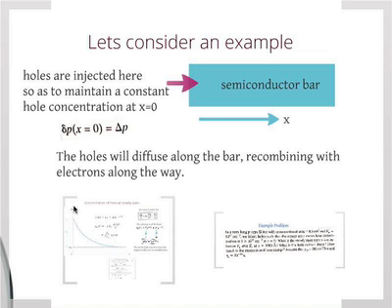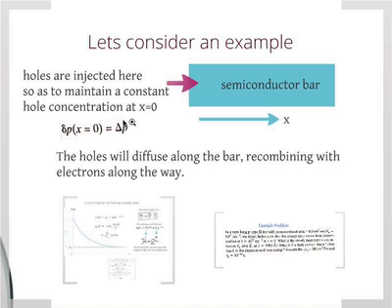Okay, the example is very straightforward. Imagine a semiconductor bar, okay, and we are injecting holes here so as to maintain a constant hole concentration at x equals 0. So that's x. It's a one-dimensional semiconductor bar. It's a steady state, let's assume, but we are just constantly injecting holes. So that's the equilibrium situation. Okay, so delta P, the hole concentration at x equals 0, is some constant, delta P.